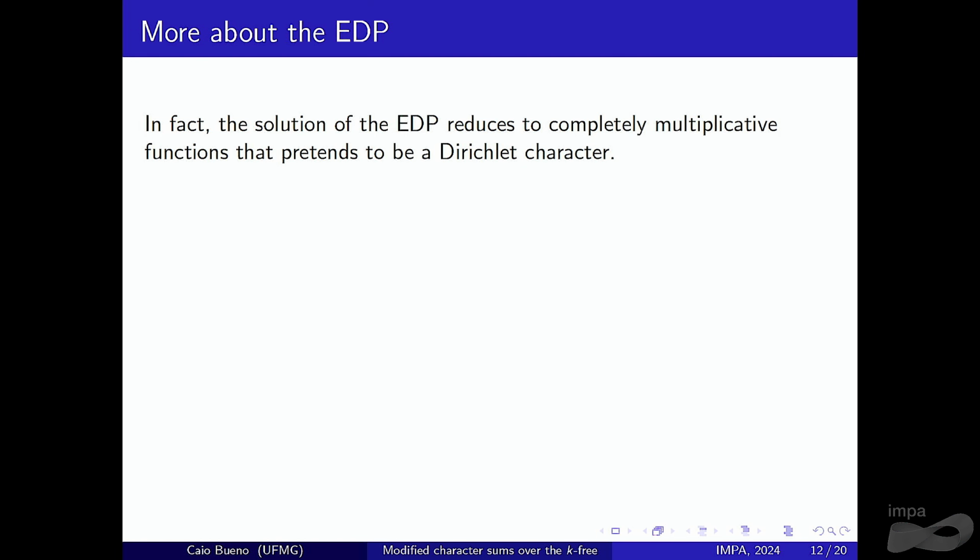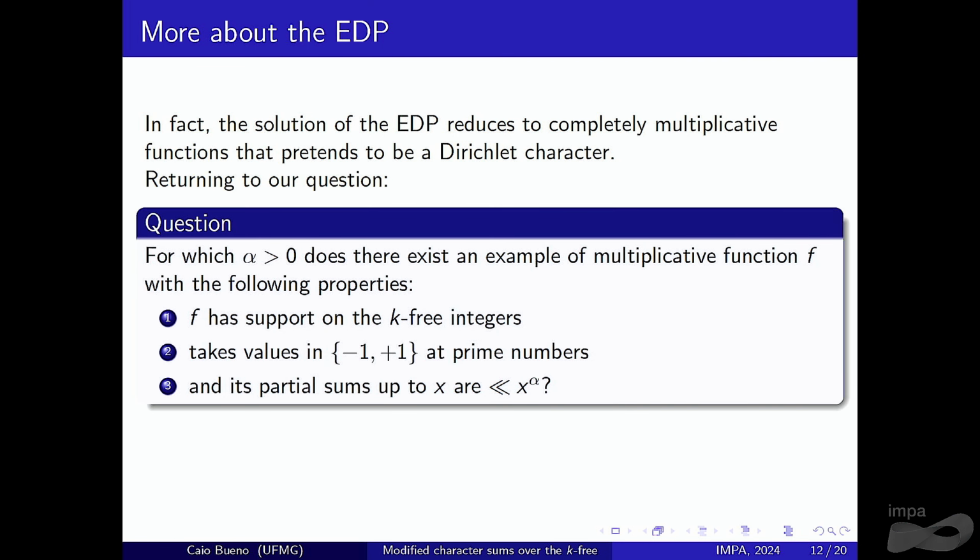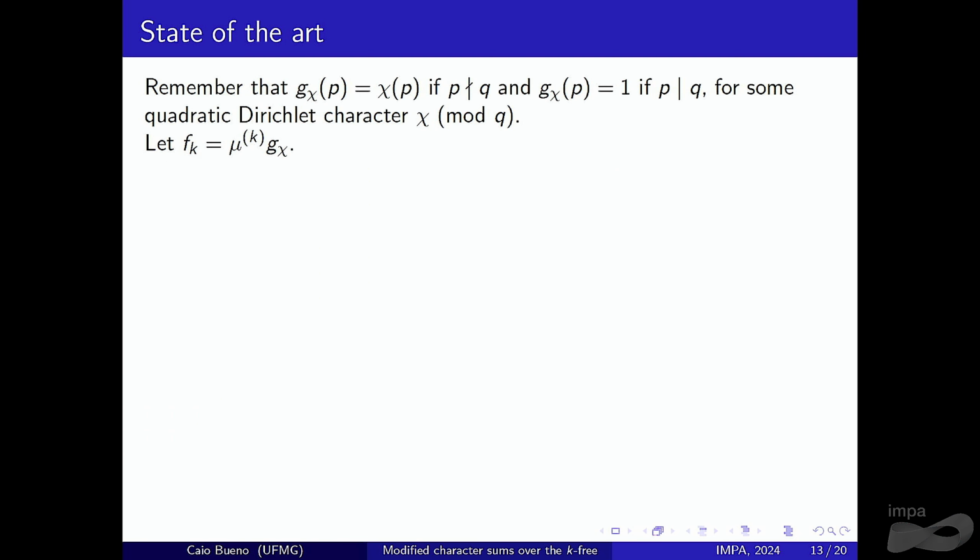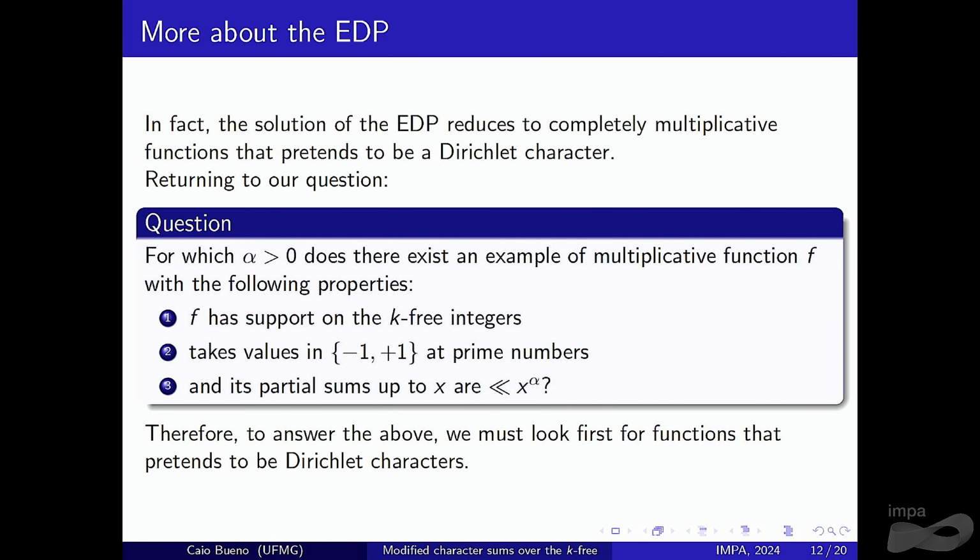In fact, when we look at the proof of the Erdős discrepancy problem, it is reduced to the case where we consider only completely multiplicative functions that pretend to be a Dirichlet character, in the sense of pretentious theory. So again, our question is, can we find examples of multiplicative functions supported on the k-free integers? At prime numbers, it is equal to plus or minus 1, and its partial sums are big O of x to the power alpha, and we want to look for small alphas. So it is natural to look first at functions that look like Dirichlet characters.